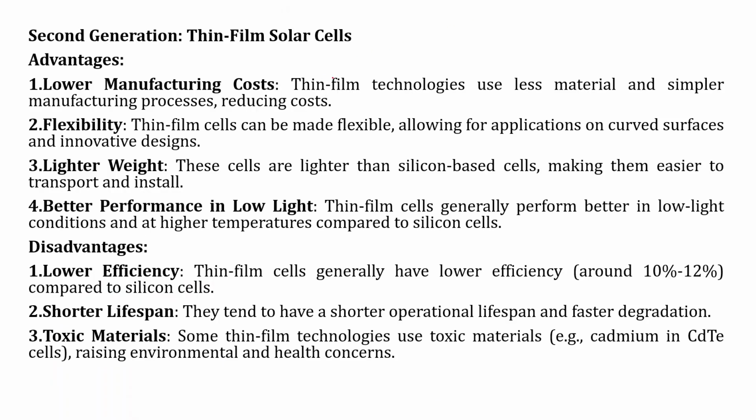Then after this comes the second generation, thin film based solar cells. This technology uses less material and simpler manufacturing processes. They are lighter in weight and have better performance in low light, meaning whenever there is less sunlight, they will produce a considerable amount of energy in comparison to silicon cells. But another disadvantage is lower efficiency, around 10 to 12%. Lifespan is very short, and they degrade faster. Also, some thin film technologies use toxic materials like cadmium, which are environmental and health concerns.